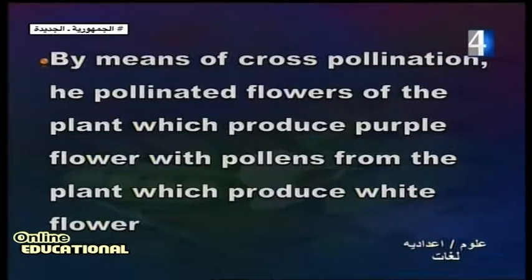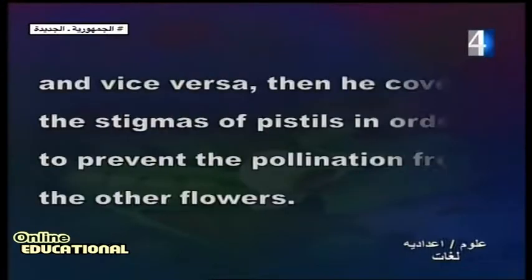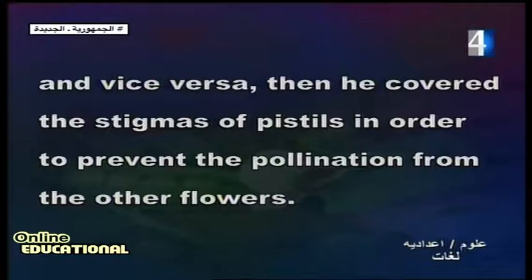By means of cross-pollination, he pollinated the flower of the plant which produced purple flowers with pollen from the plant which produced white flowers, and vice versa. Then he covered the stigma of the pistils in order to prevent pollination from other flowers.